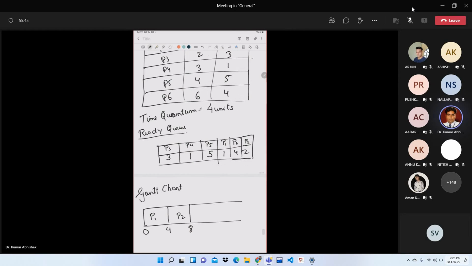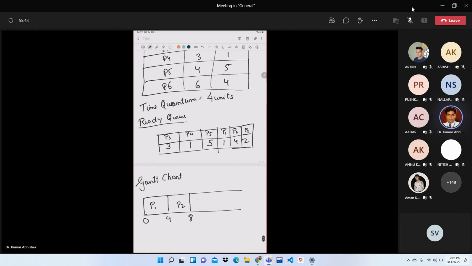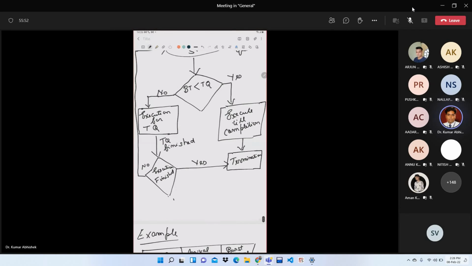So at 11, what is happening? P3, 8, 11. So what is happening? In case of P3, this part is executing for P3. Yes or no? For P1 and P2, this part is executing.